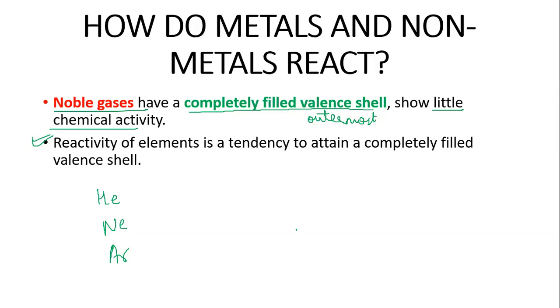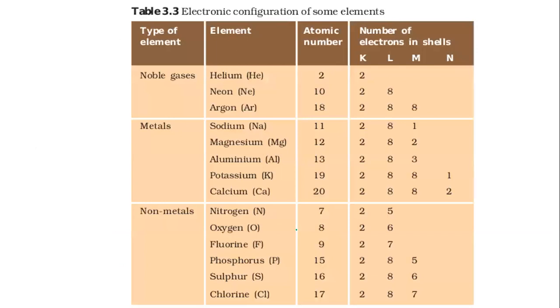So we have discussed this table. We have discussed all the first 20 elements, but in NCERT only some of the elements are given. Like in the first 20 elements, there are 3 noble gases: helium, neon, argon. So you have to remember their atomic number as well as their electronic configuration.